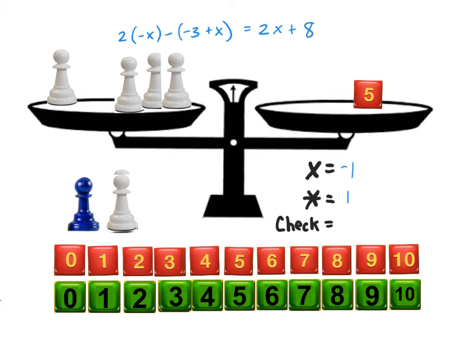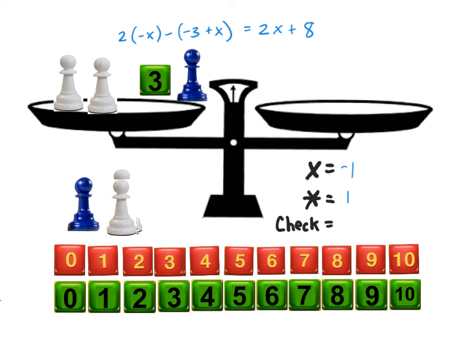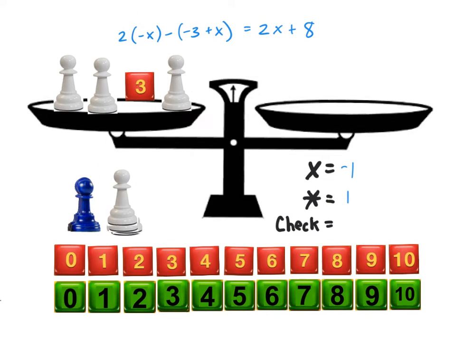Completing the check, I'll set everything back up to its original state. So we had two of the negative x's. We were trying to take away a -3 and an x. Of course, we can't just take that away because we don't have it. So in order to have it, we had to add a zero pair, and then we could take away -3 and an x. So there's our setup on the left-hand side, and the right-hand side was 2x plus 8.